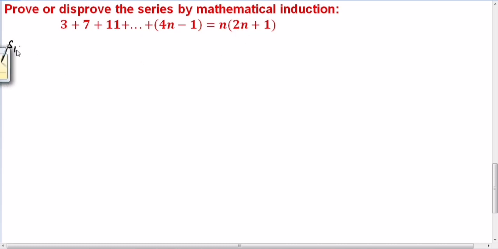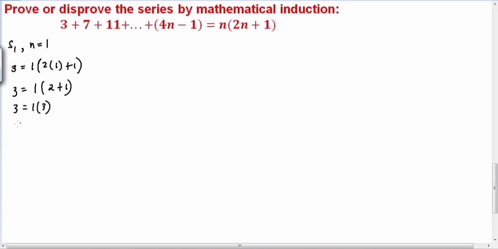So again, s sub 1. So n is equal to 1. So ang s sub 1 natin dito ay ito, 3. So 3 should be equal now to this one with replacing the value of n with 1. So magiging 1 times 2 times 1 plus 1. Yan yun. Okay? So papalitan ko yung n ng 1 for s sub 1. So 2 times 1 is 2 plus 1. So 3 is equal to 1 times 2 plus 1 is 3. 1 times 3 is 3. So equal siya. Okay?